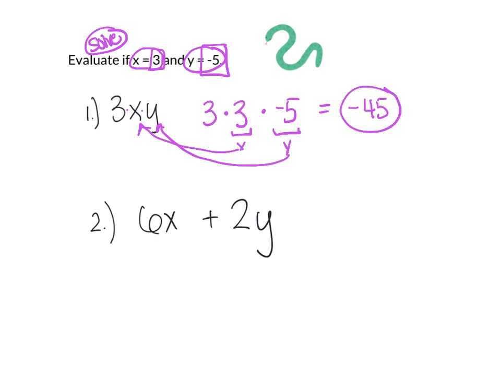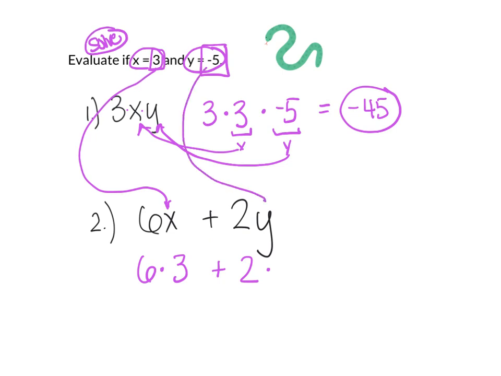So that's our answer. Number 2, we have 6x plus 2y. So similarly, we have 6 times x, but x is 3. So 6 times 3 plus 2 times y, which is -5. Then you solve. 6 times 3 is 18. Plus 2 times -5 is -10. 18 plus -10 is 8.